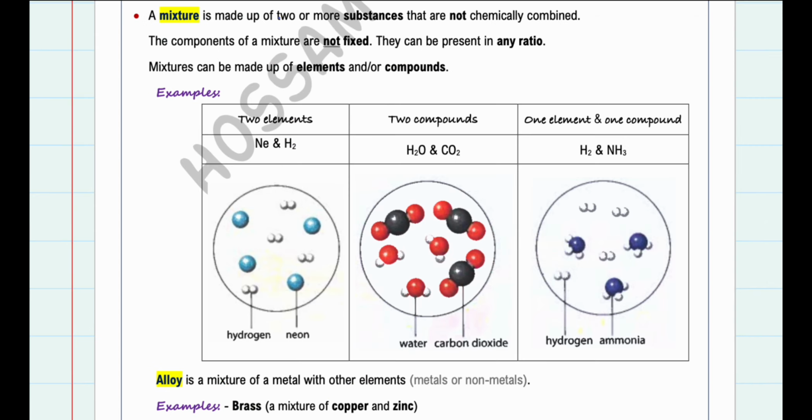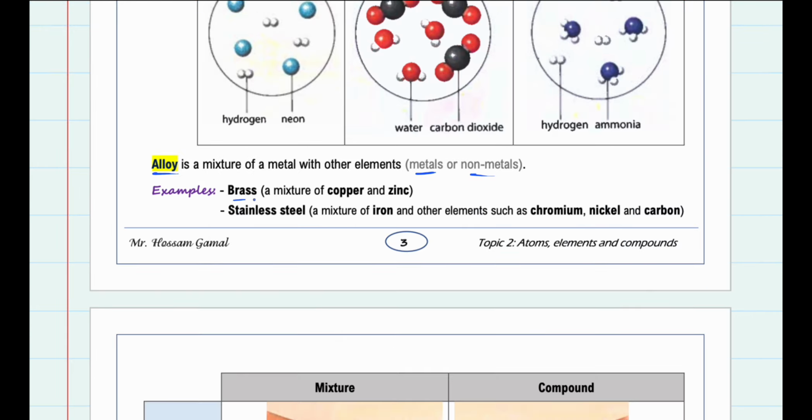A mixture is made up of 2 or more substances that are not chemically combined, in any ratio. So simply, when you mix different substances physically, then you can make a mixture. Mixtures can be made up of elements and/or compounds. So you can have a mixture of 2 elements, 2 compounds, or 1 element and 1 compound. Examples: brass, which is a mixture of copper and zinc. Stainless steel, which is a mixture of iron with other elements such as chromium, nickel, and carbon.